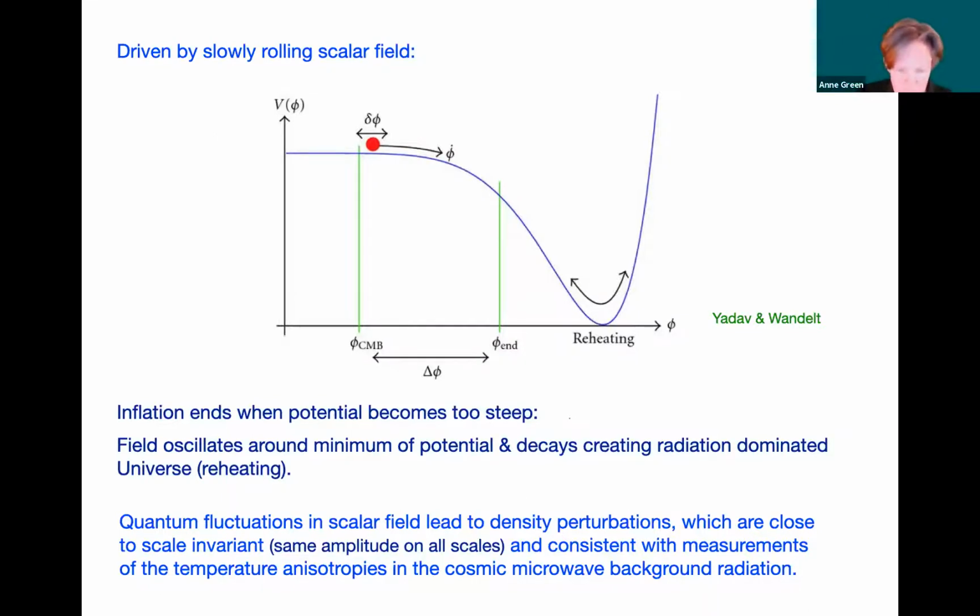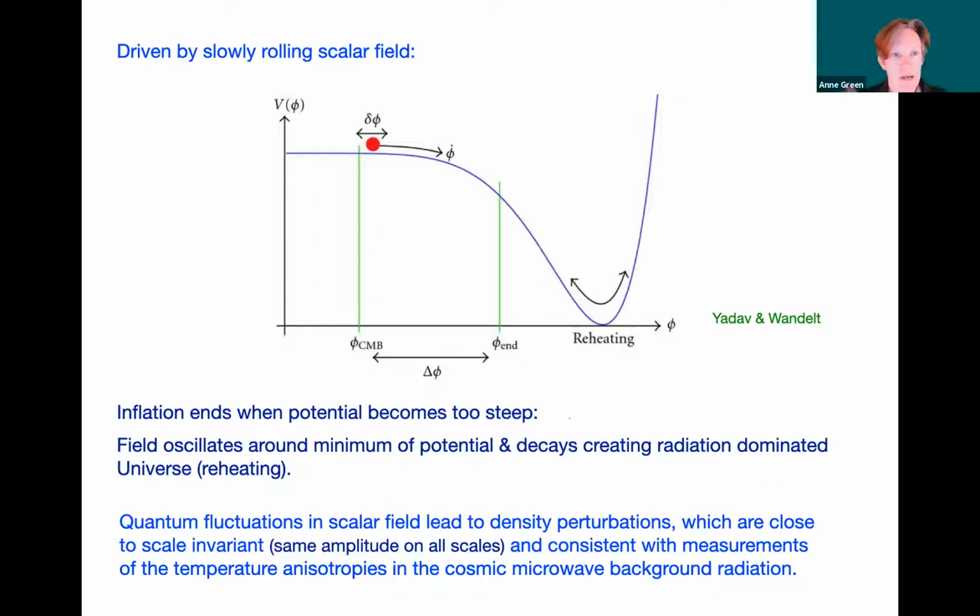And so for inflation to happen, the potential has to be quite flat. The scalar field slowly rolls along its potential. Inflation, or accelerated expansion, has to come to an end to produce the hot Big Bang. So eventually we want the potential to get steep. The field stops slowly rolling, oscillates around the bottom of the potential and decays in a process known as reheating. And that produces a standard hot Big Bang starting off with radiation domination.